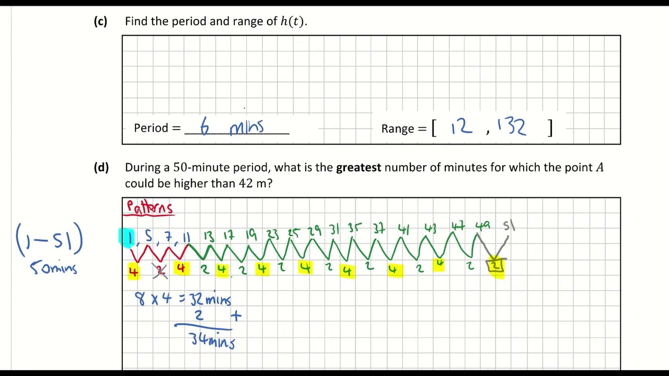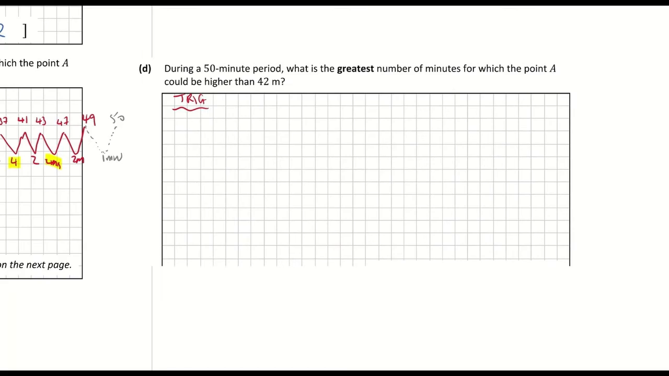Let's have a look at this now through trigonometry. So my function given in the question is h of t is equal to 72 minus 60 cos pi over 3 times t. So that's the function I'm given. It's telling us where it's greater than 42. So I'm just going to let that equal or greater than 42. I'm looking for when it is 42 basically, so I'm just going to use an equal sign here, and I'm going to solve this here.